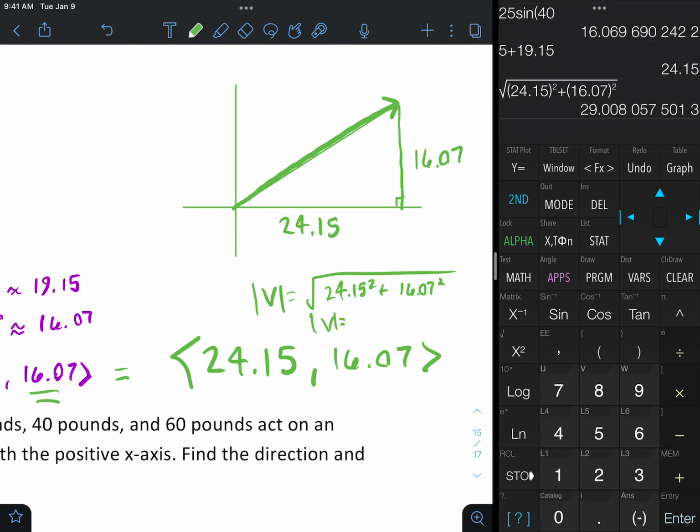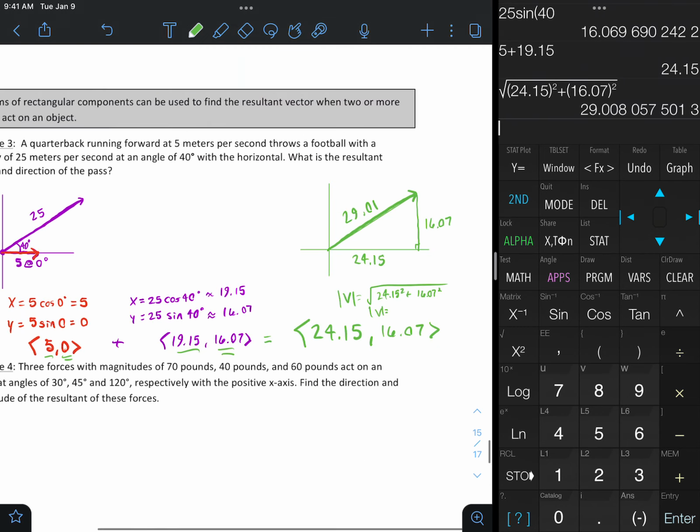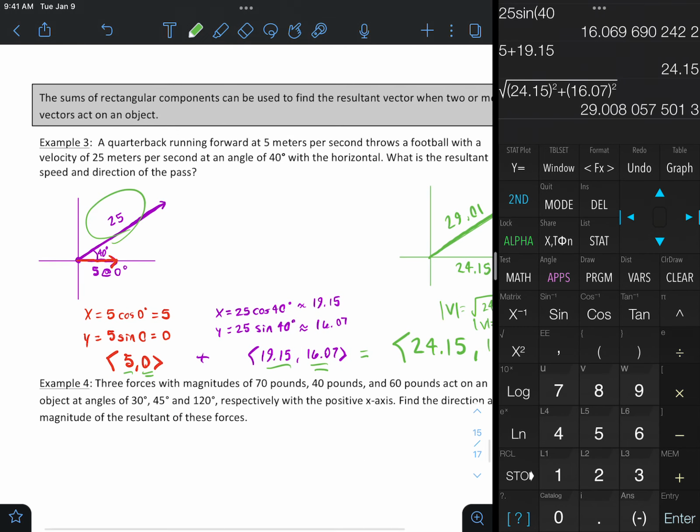And apparently that comes out to 29, and I think that's what I got here in my notes too. So your magnitude of your vector is about 29.01, I guess, after rounding. So that's your true resultant speed. It's a little bit faster than the 25, and that's because you got that forward movement.